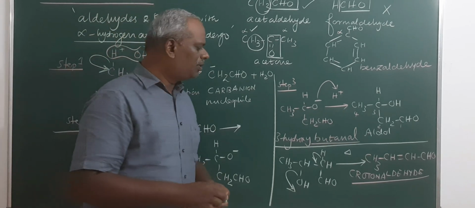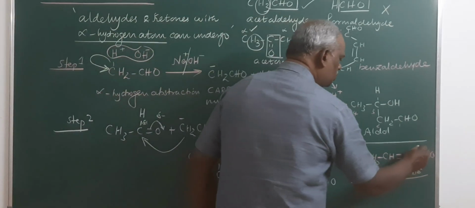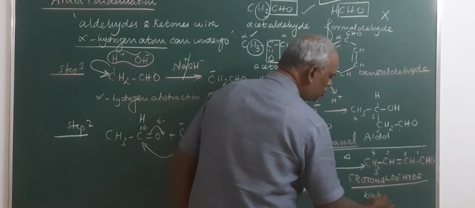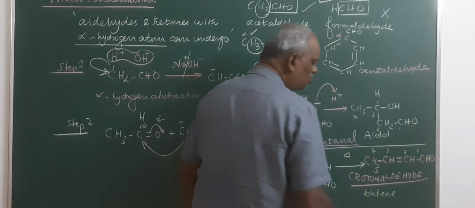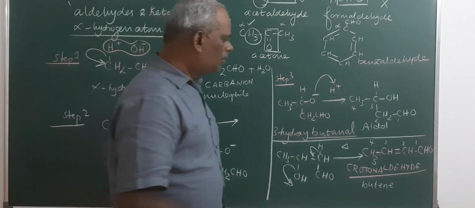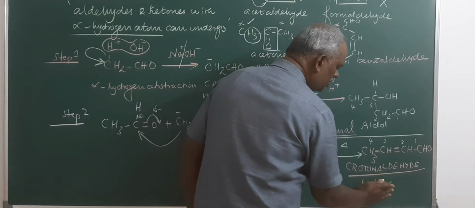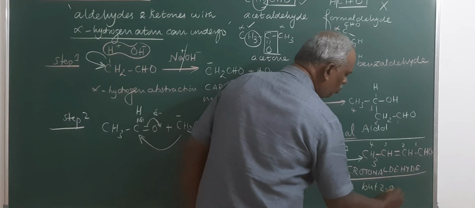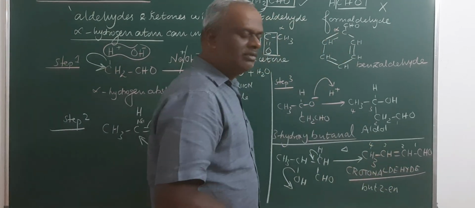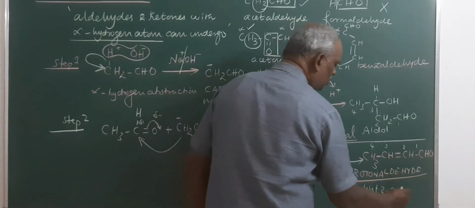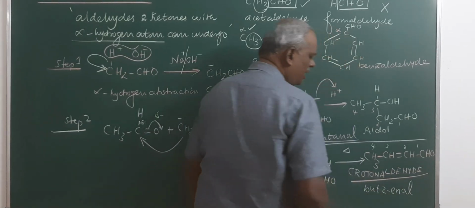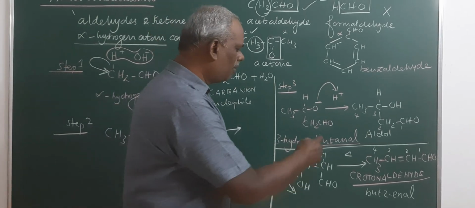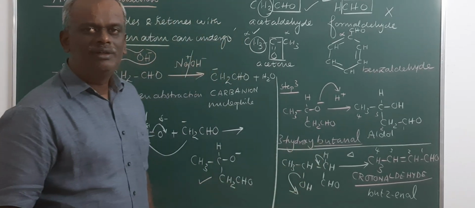How do you give the IUPAC name of this compound? So this is 1, 2, 3, 4. There are 4 carbons in the linear chain, so it is to be called butene. But the double bond is present at the 2nd position, so I can call this but-2-ene. The aldehyde is the functional group, so the last letter e is to be replaced by al. But-2-enal, that's the IUPAC name of crotonaldehyde.